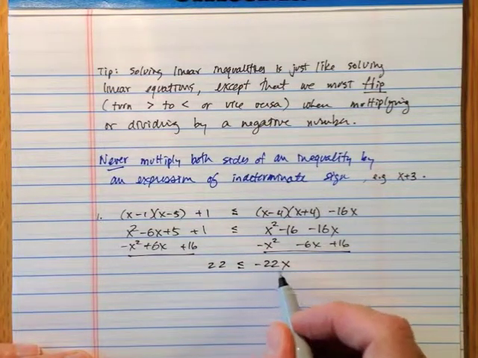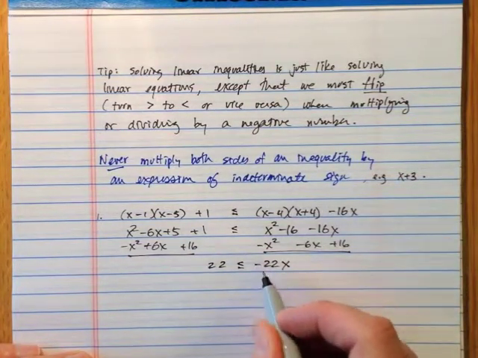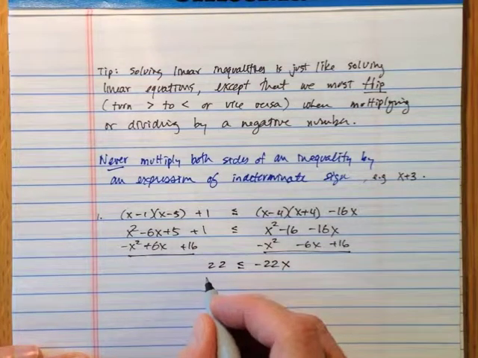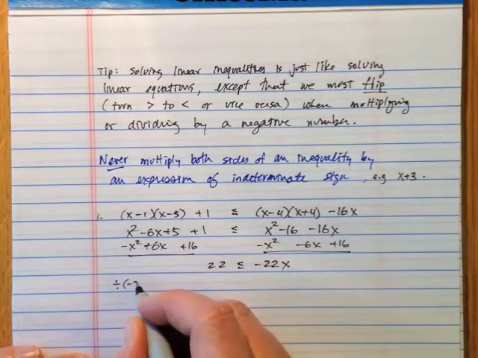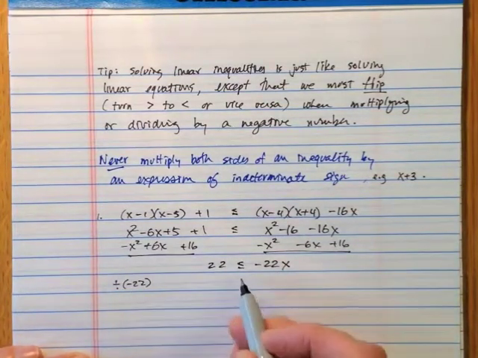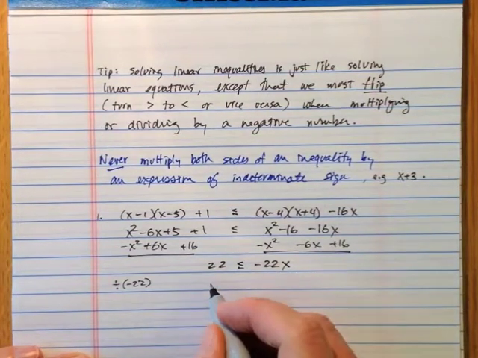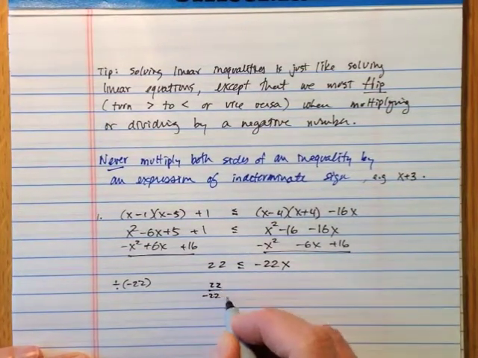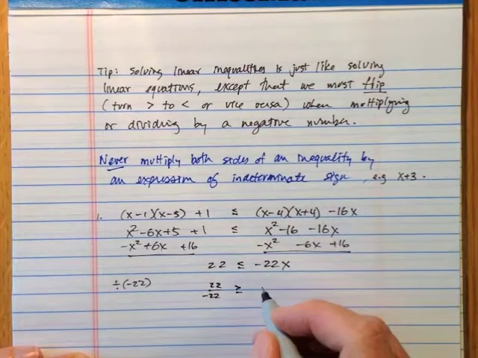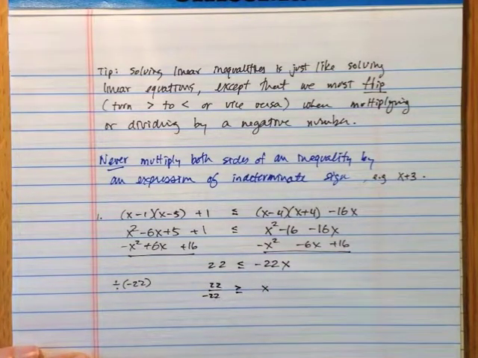Now here's the deal. To solve for x, I want to divide both sides by negative 22. But when I do that, I'm dividing by a negative. I have to flip the direction of the inequality. And simplify this. The solution is all the real numbers x that are less than or equal to negative 1.